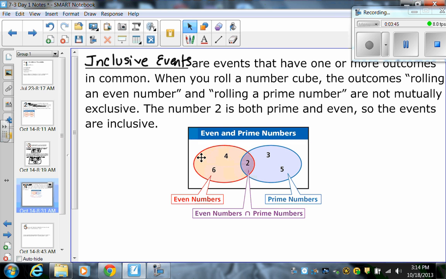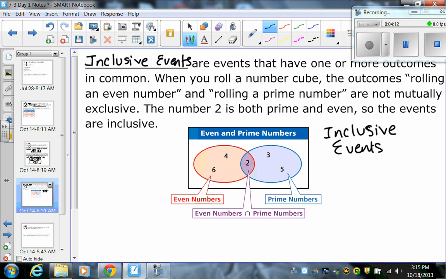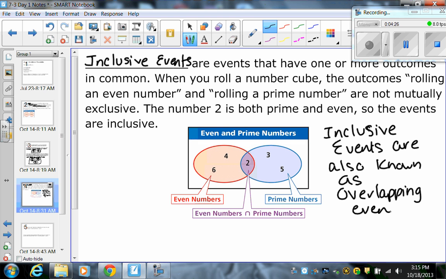And when you draw those circles out, because the even numbers are 2, 4, and 6, and the prime numbers are 2, 3, and 5, you can see that both circles share the number 2 because 2 is both even and prime. I also want to make note here that inclusive events are also known as overlapping events. One of the reasons for this is if you look at the Venn diagram, you can see that the red circle and the blue circle do actually overlap.